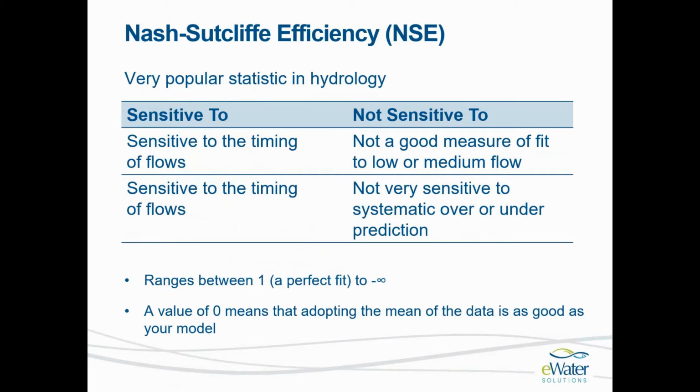So the Nash-Sutcliffe efficiency is probably one of the most popular statistics in hydrology. It's very sensitive to the timing of flows, and it's also sensitive to high flows. It's not a good measure of fit to low or medium flows, and it's also not sensitive to systematic over or under prediction. The NSE ranges between 1, which means a perfect fit to your data, and minus infinity.